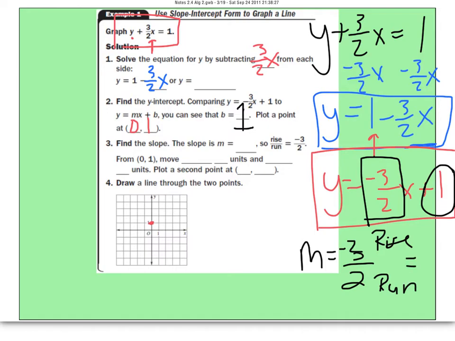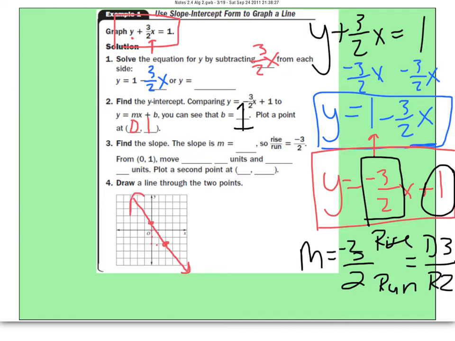So if you rise negative 3, that would be going down 3, because rise would be up or down. If you run, it's left or right. It's positive, so you're going to go right 2. So from the y-intercept, you actually move down 3, right 2, and plot your point. And then you're going to connect those points, and you are going to get your new line.